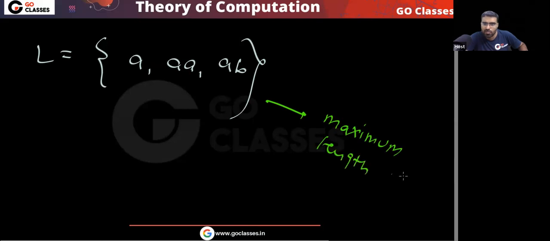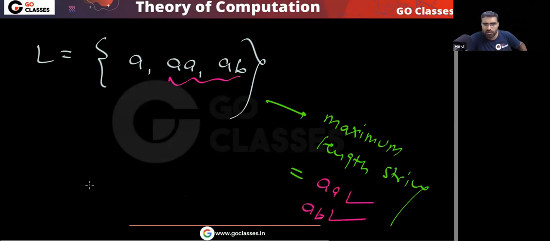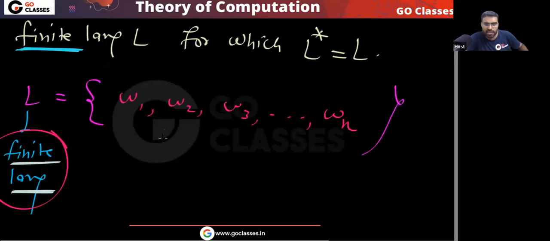For example, consider this language: A, AA, AB. What is the maximum length string here? That is AA, AB. These are the maximum length strings. But the point is, we have some string of maximum length.